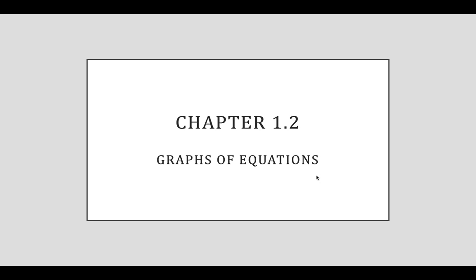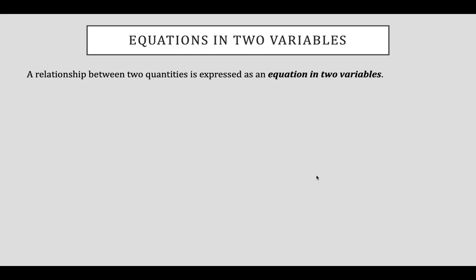Let's begin chapter 1.2, graphs of equations. Here we will be talking about the relationship between an equation and two variables and what it looks like graphed out on the coordinate plane. So, a relationship between two quantities is expressed as an equation in two variables.